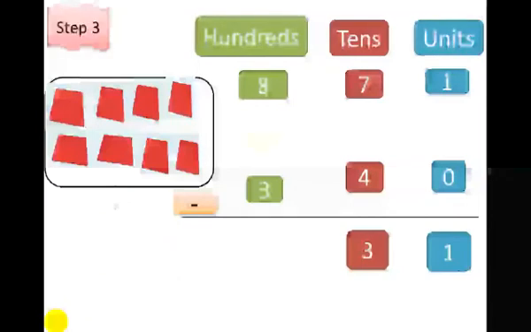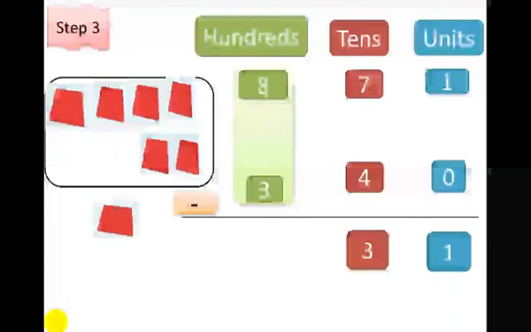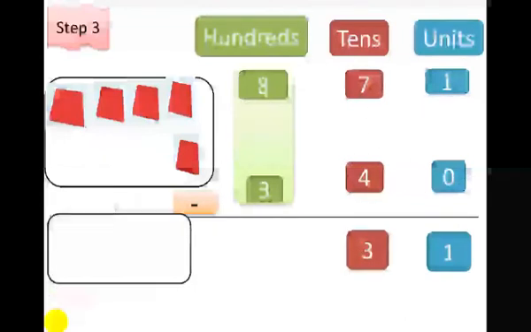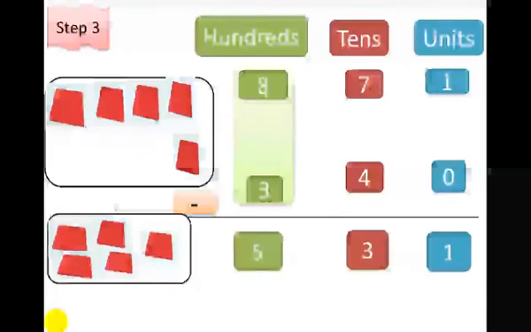Next, we subtract the digit in the hundreds place. 800 minus 300. 1, 2, 3 equals to 100, 200, 300, 400, 500. 800 minus 300 equals to 500.